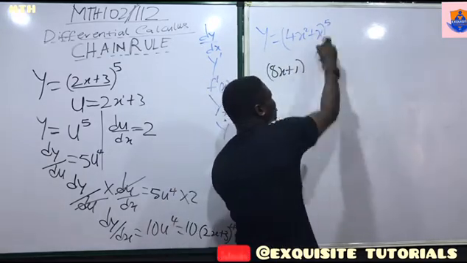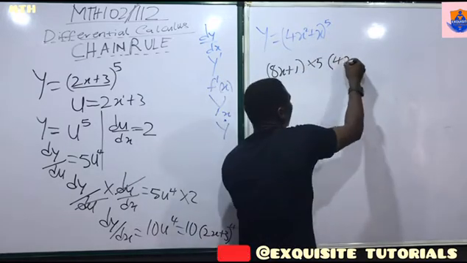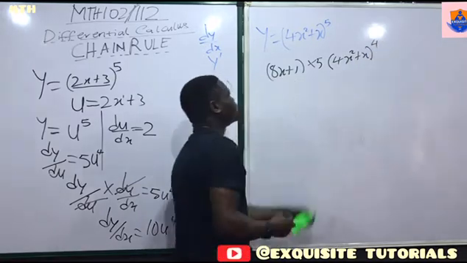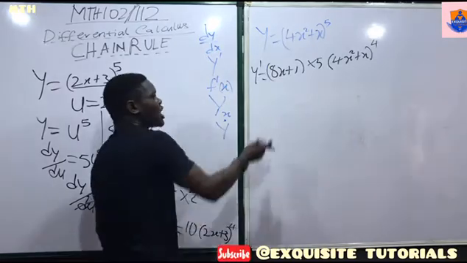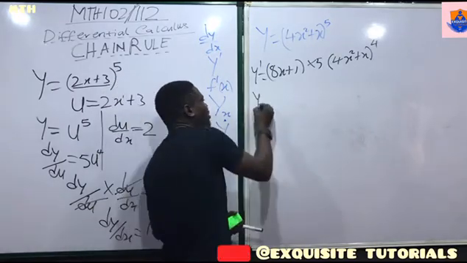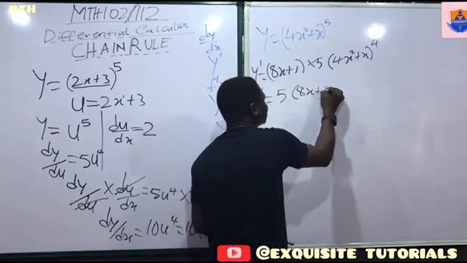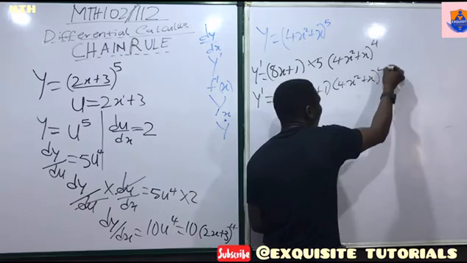Then multiply it with this power. Then subtract 1 from the power. So this will be your answer when you find your dy over dx, which can be written as y prime. So that's the shortcut of doing that. So I can as well write it as y prime equals 5 brackets 8x plus 1, then bracket 4x squared plus x raised to power 4.